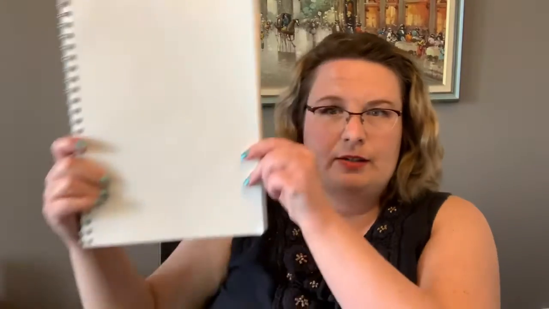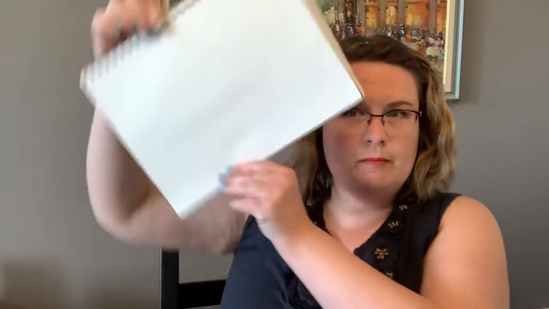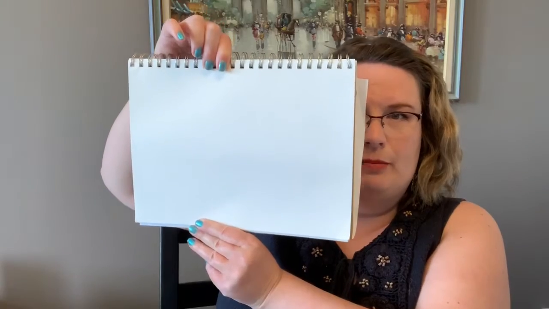So this is what it's going to be about. I'm going to show how to use the grid method by not having a printout in front of you, but by using a grid on your computer and how to do that. The first thing you want to do is figure out if you want to do your picture in a portrait or a landscape. So what that means is this way is portrait, this way is landscape.